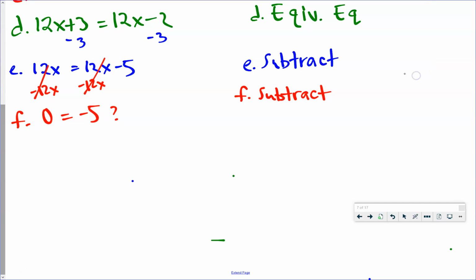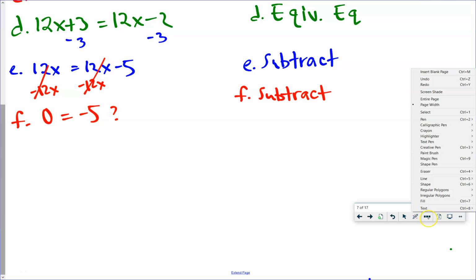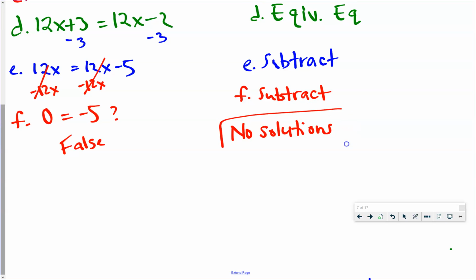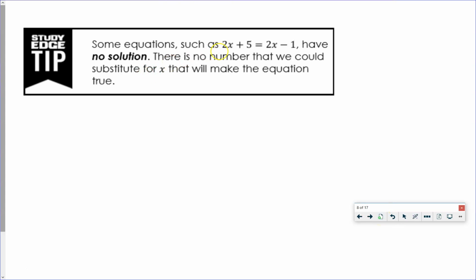And I recognized that earlier in part D when I had two not equal expressions. So because my expressions are not equal, because that right here, my F, is a false statement, that means there are no solutions. All right, so there's no solutions to this one. So sometimes we're going to get equations here. They both have a 2x, but this is plus 5, this is negative 1. That means no solution. There's nothing I can plug in for x to make it true.